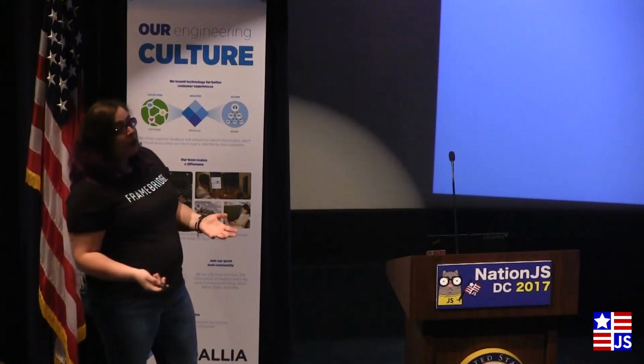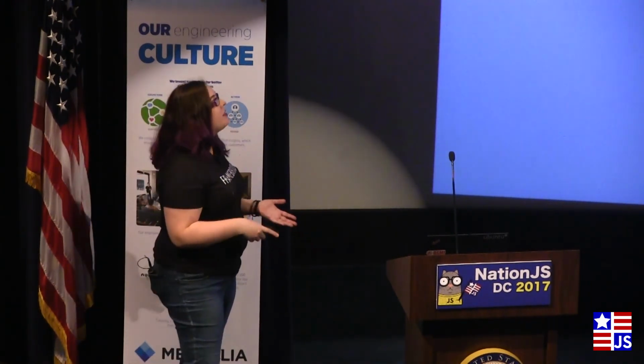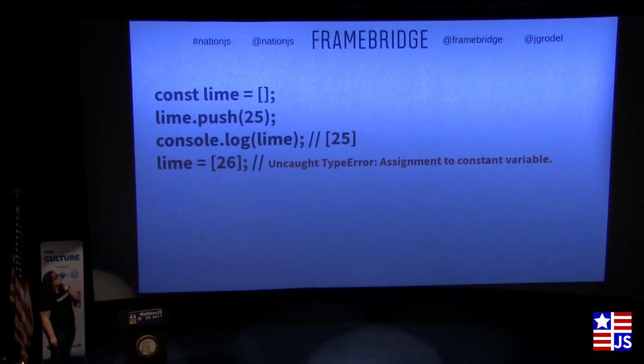I can take a look at the value of line, and now it is an array with one item in it, the number 25. If I come along and say line now equals an array with the value 26, I'm going to get that JavaScript error here. What I'm doing here is I'm setting up a whole new array in this part. Setting up a new array with one value in it, that's 26.